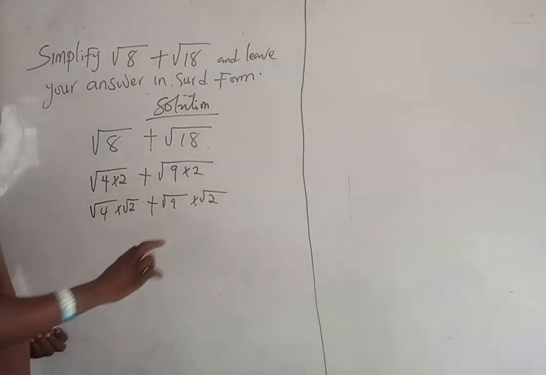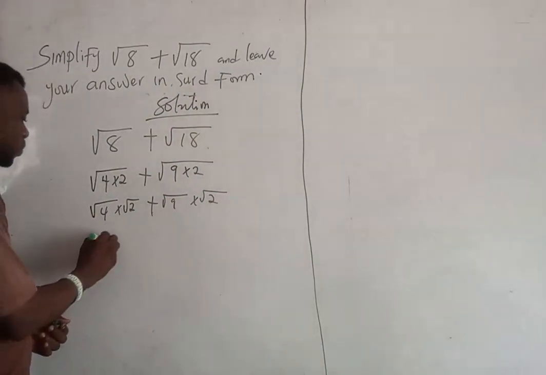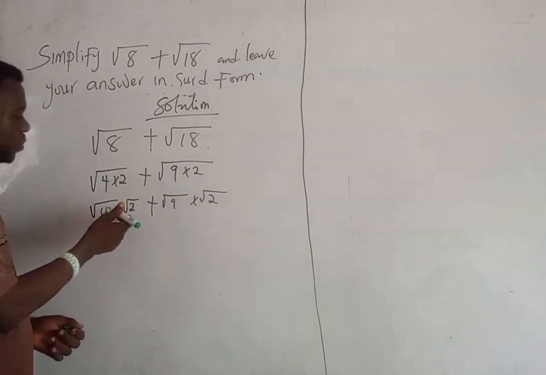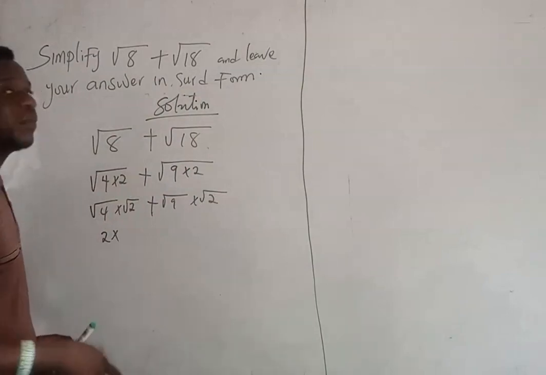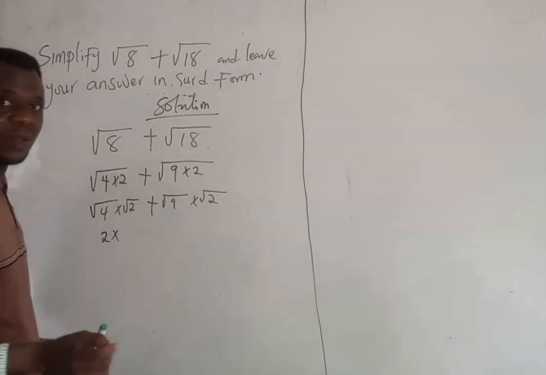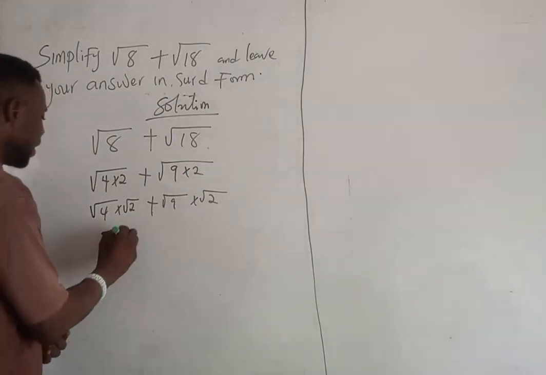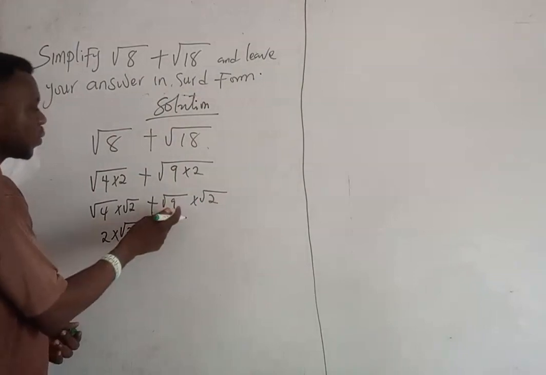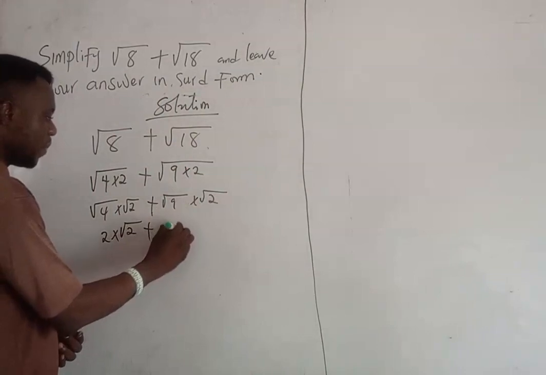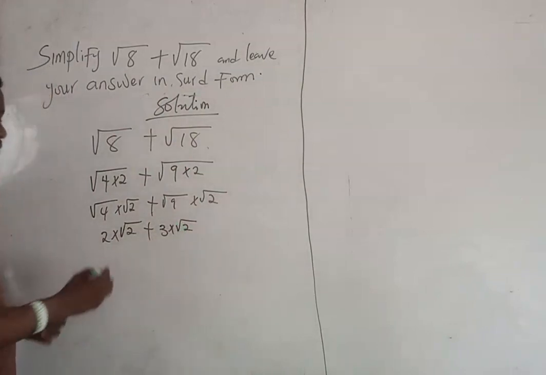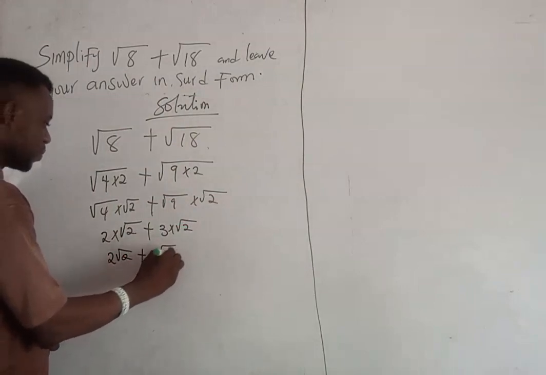Now each of them has been simplified. So we can still break it down. Square root of 4 will give you 2. Multiplied by root 2, there is nothing like square root of 2 that will give you a whole number. So it must give you a decimal number. So since it will give you a decimal number, you don't need to simplify it. Just write it as root 2 plus square root of 9 will give you 3, then multiply by root 2. Now what we have here is 2 root 2 plus 3 root 2.